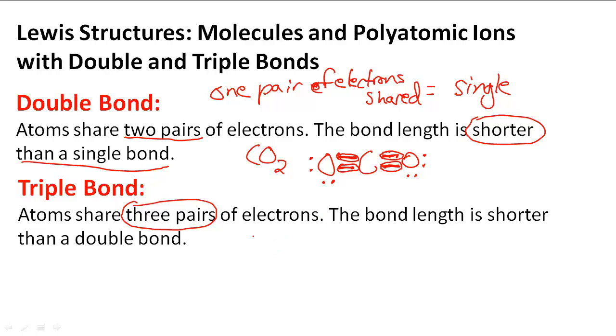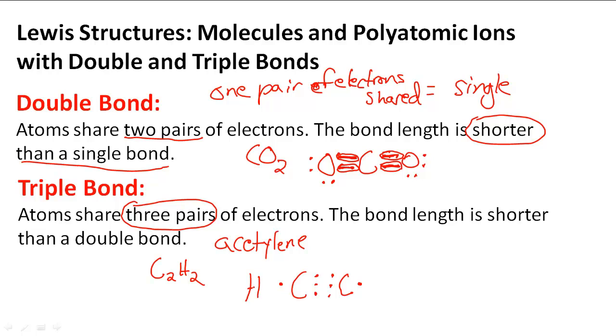Now, for a triple bond, we can take, for example, acetylene. It's actually C2H2. So if I draw the Lewis dot structure, each carbon has 4 valence electrons: 1, 2, 3, 4. So this is the valence electrons of this carbon, and this is the valence electrons of this carbon.